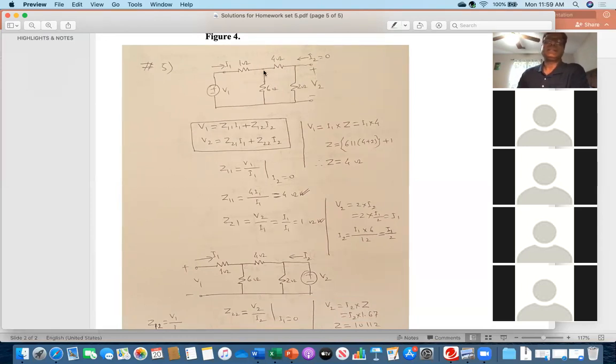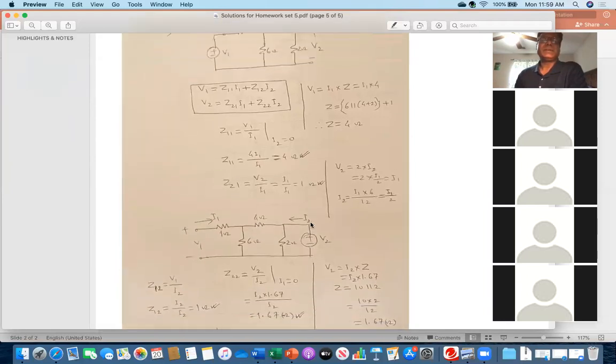So I just applied the current divider rule here to get the current flowing through 2. I do total current multiplied by this 6 divided by 6 plus 6, that is 12. So this means Io over 2. And then V2 is 2 multiplied by I2. So 2 multiplied by Io over 2, 2 cancels. Ultimately that is the I1. So that's why Io cancels. So 1 ohm.